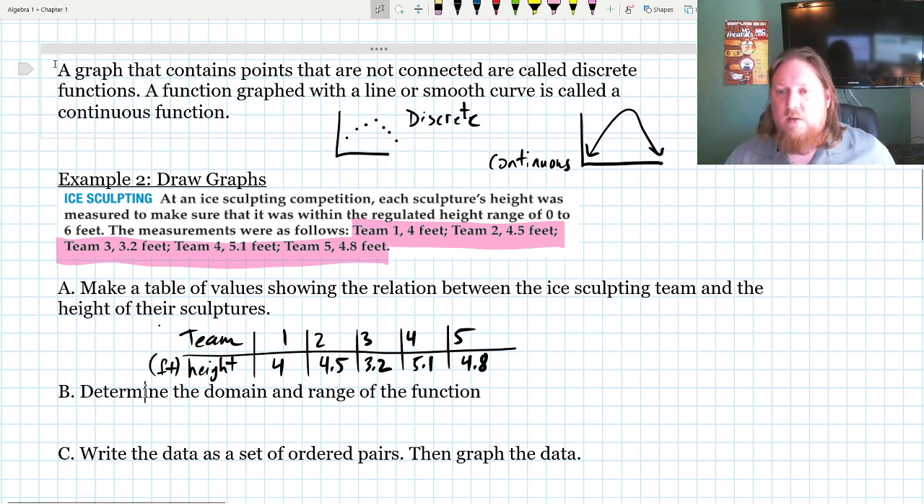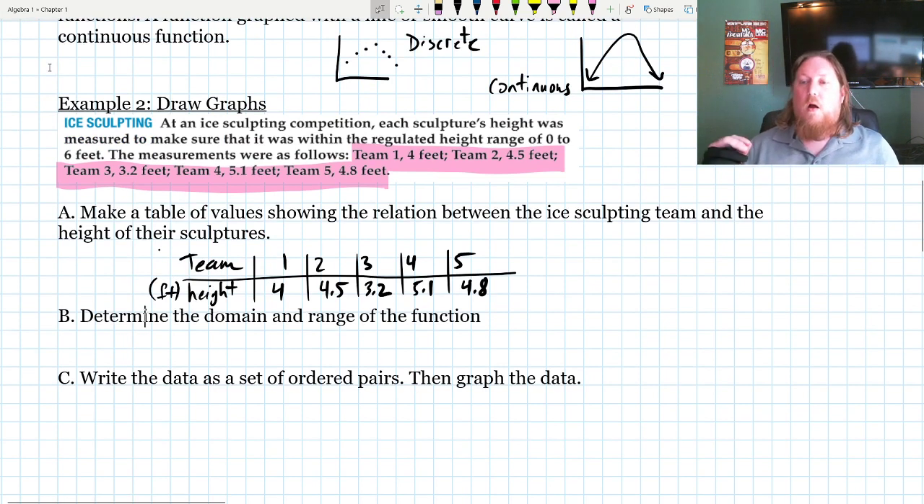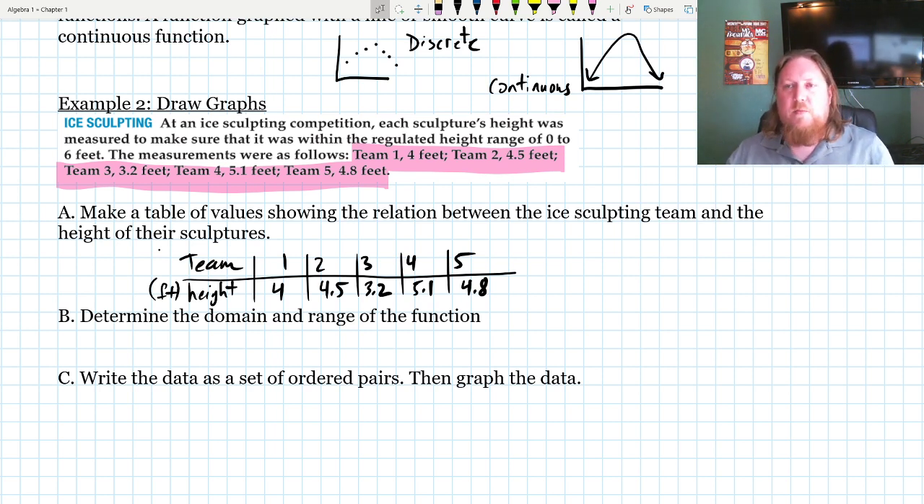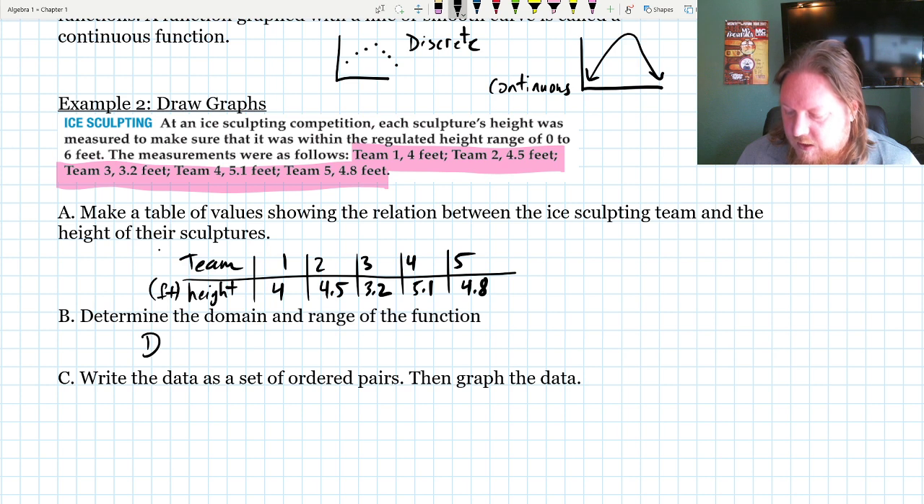Determine the domain and range of the function. The domain is going to be the inputs, and that's going to be the team. Like, if I'm a judge at this thing, I'm not going to say who has a height of 5.1 feet, because no one might. But I care about which team it is. What's the height of team 1's sculpture? 4 feet. Yes, that fits the category. So team is our inputs, or our domain. So we're going to write D, and you can use capital D and capital R for domain and range. I don't mind that little shortcut there. The domain is 1, 2, 3, 4, and 5.